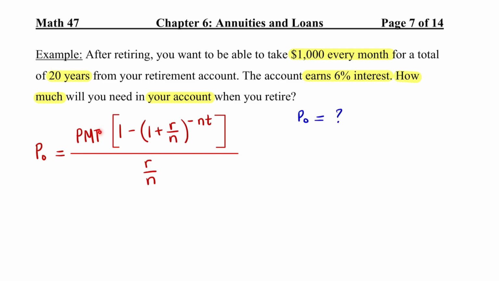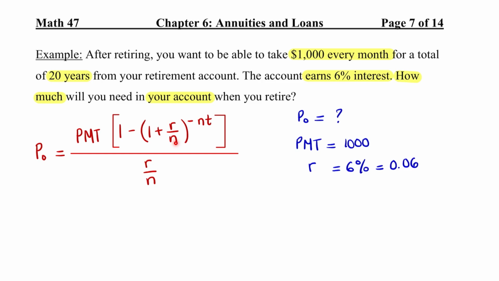PMT is the regular withdrawal amount. So how much do I want to withdraw from my account when I retire? $1,000. So PMT is $1,000. R is my annual interest rate. In this case, that is 6%. And do not forget to convert this into a decimal, which is 0.06.